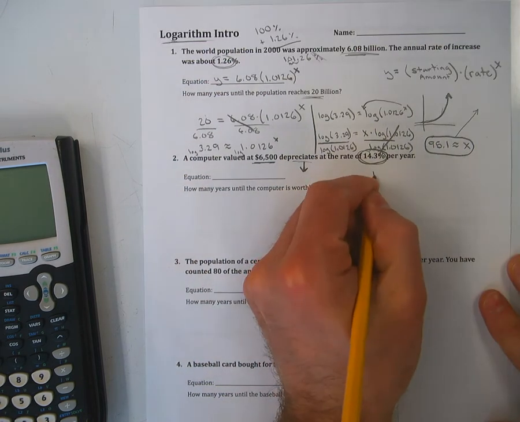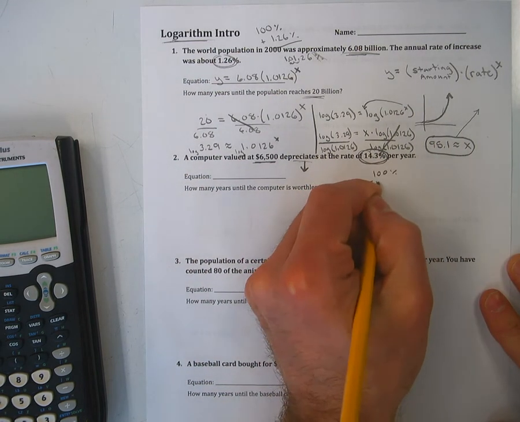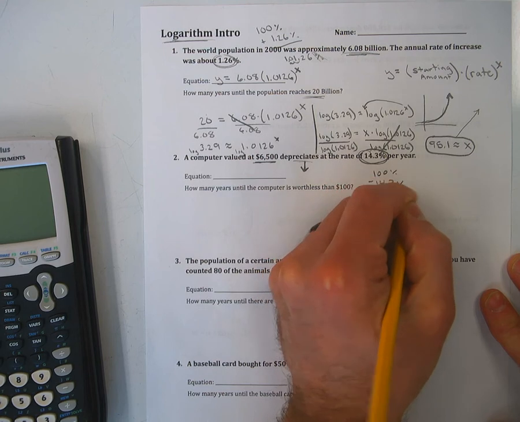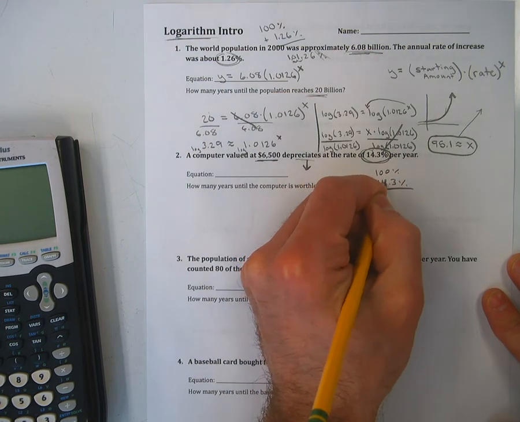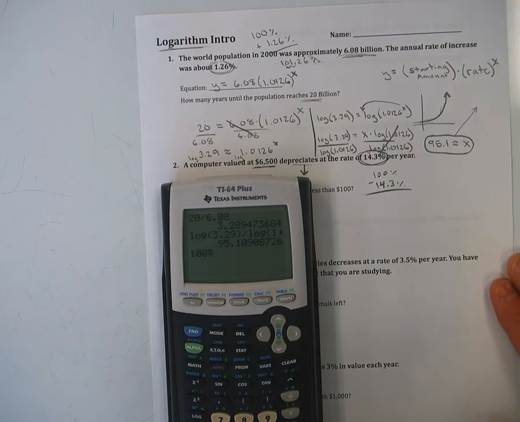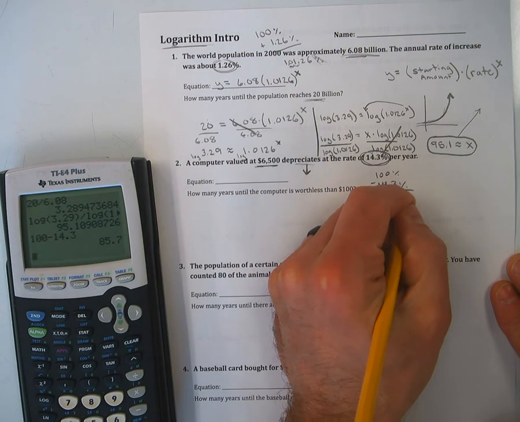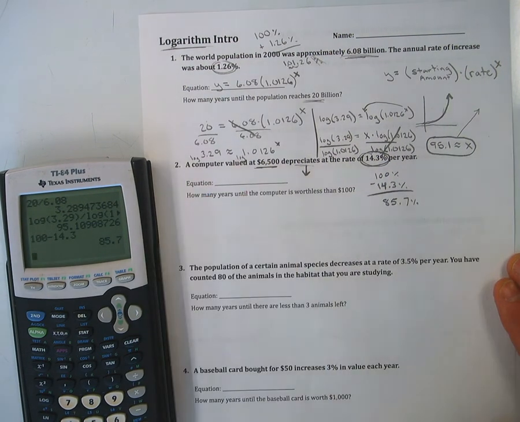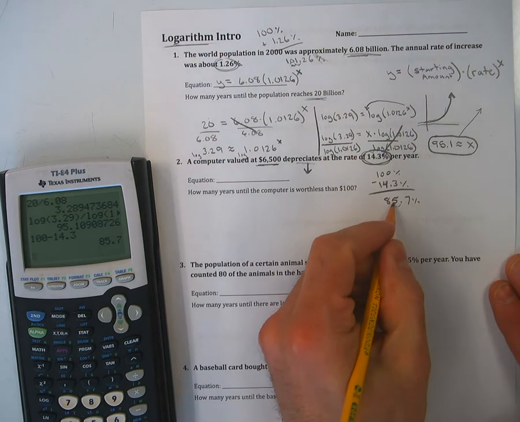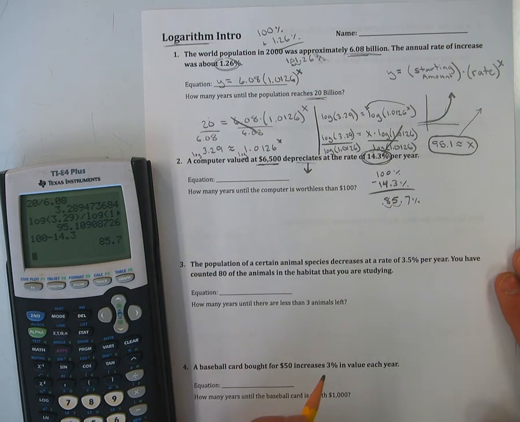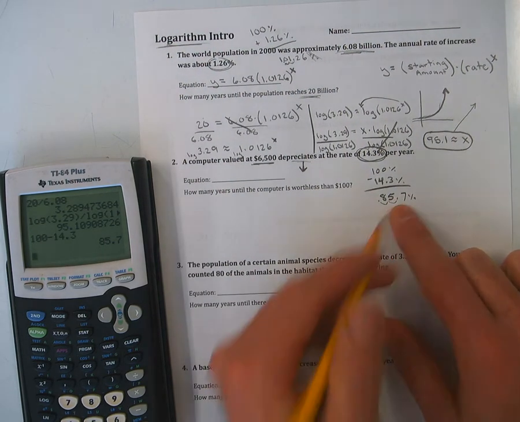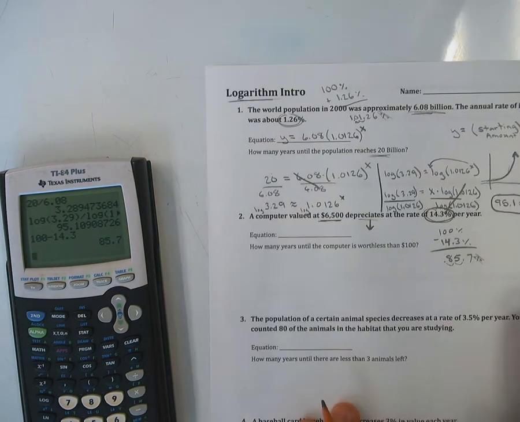So what you have to do first off is take your 100% and take away 14.3% to find what percent left you have each year. So 100 minus 14.3 gives you 85.7. So we're going to use that number, 85.7, in our equation. And again, remember, you want to drop your decimal left 2 places. That way we don't have to use the percent sign over here, just like what we did back up here.